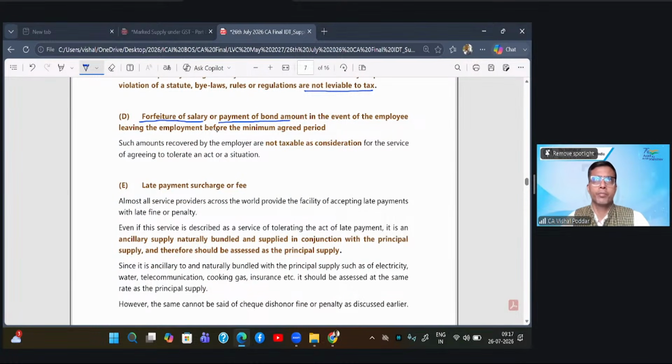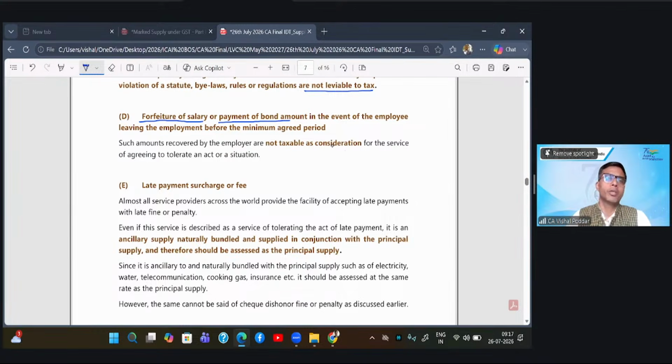Similarly, forfeiture of salary or payment of bond amount. Now, what is this? So many times what happens, you enter a particular company, you take up a job. Now the company says, if you leave before 2 years, I will charge some amount. Or if you don't give me notice period, I will charge some amount. And for that, many times they take a bond at the start so that if you breach any of this, I will encash the bond. Now, let us say actually you breach one of these points, and that is why the employer company takes some amount from you, either specifically or through realization of the bond.